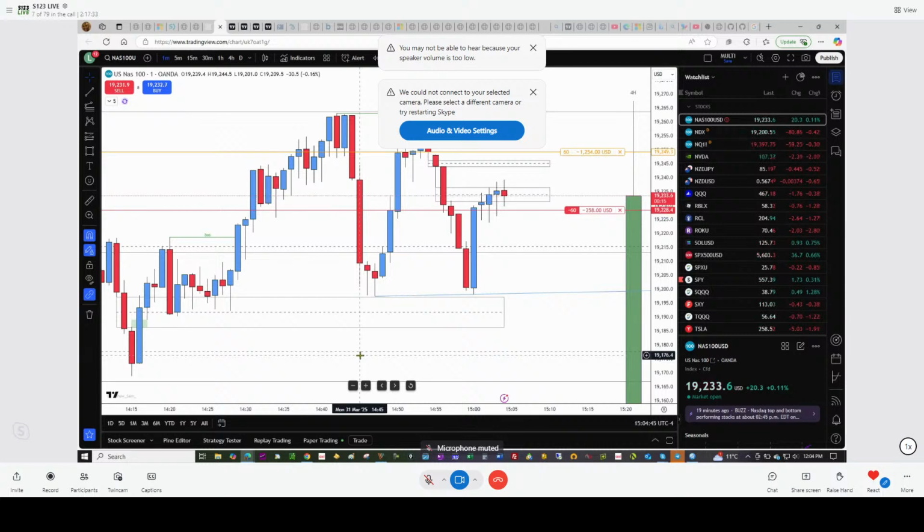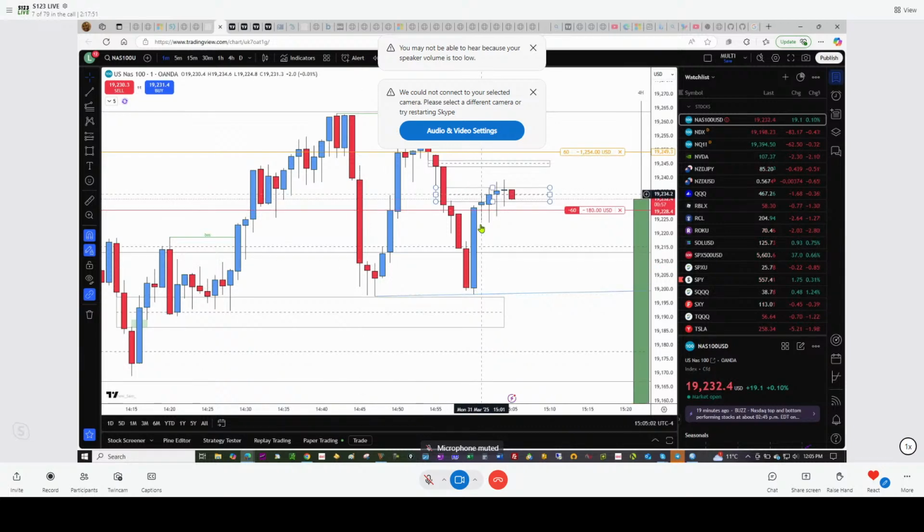There's some big red candles here, but they're lingering for quite a while here. Yeah. So it was a little indecision time. We had a big buying right here on that candle. So it's possible for them to go higher.